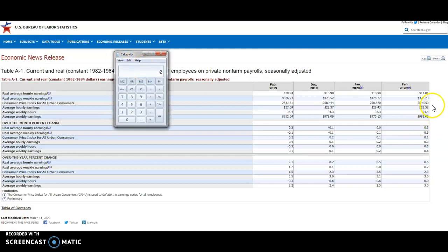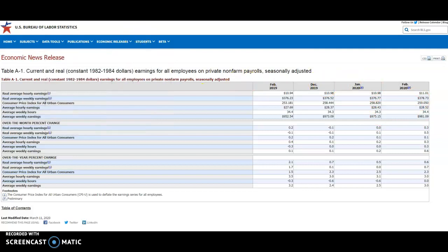Start with the nominal $28.52. And what we're going to do is we're going to divide that. This is called deflating by the Consumer Price Index for that month of 259.05. And then we're going to multiply that by 100. And you'll notice that you get 11.01 rounded, which is that here. And you could do that for January 2020, for December 2019, so on and so forth.